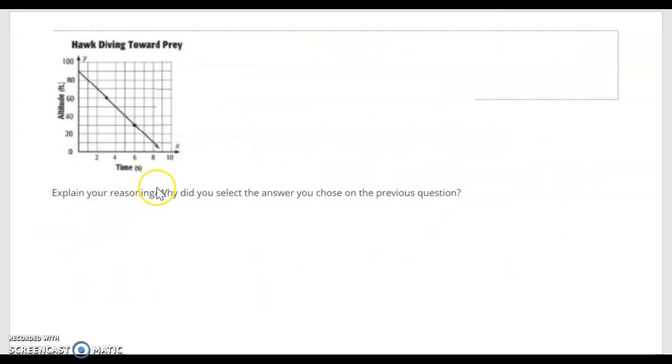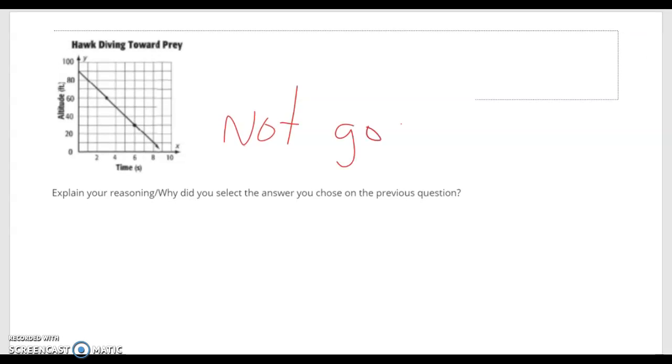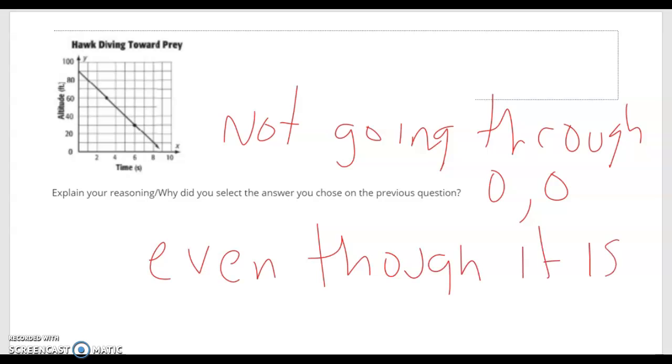Explain your reasoning. Why did you select the answer? The reasoning is it is not going through 0, 0, even though it is a line. Remember, both things have to be true.